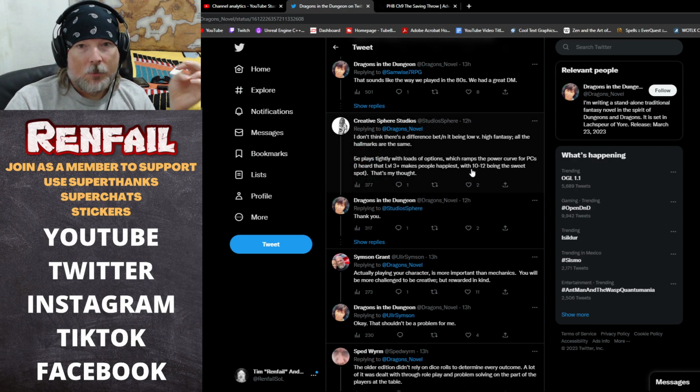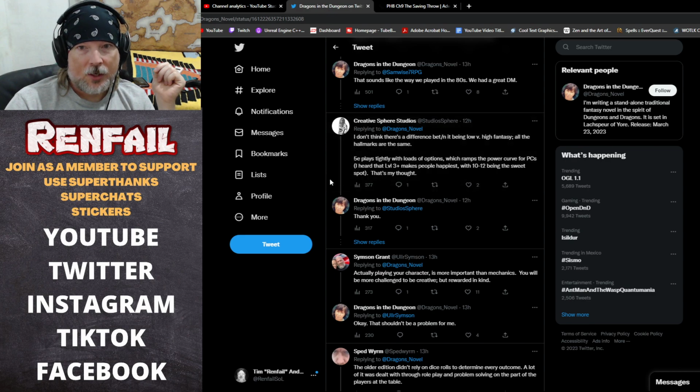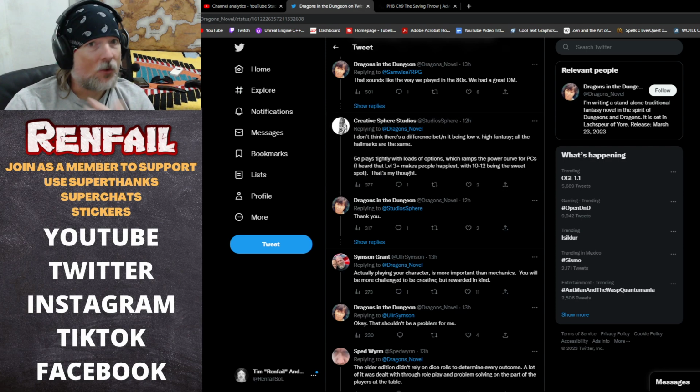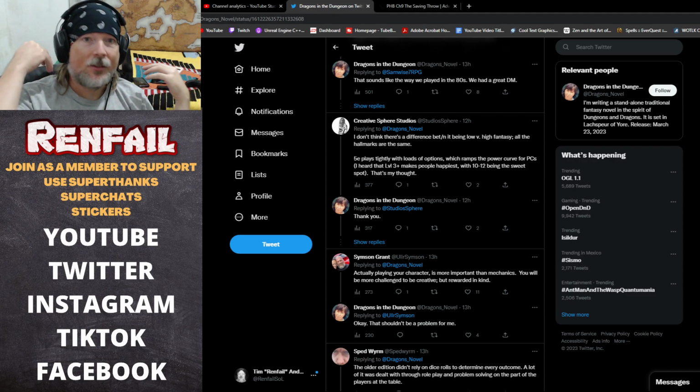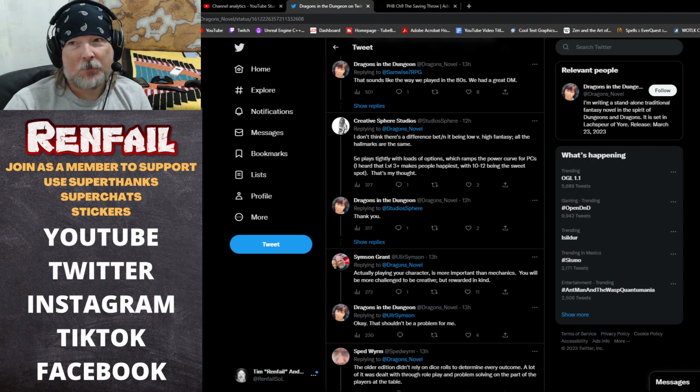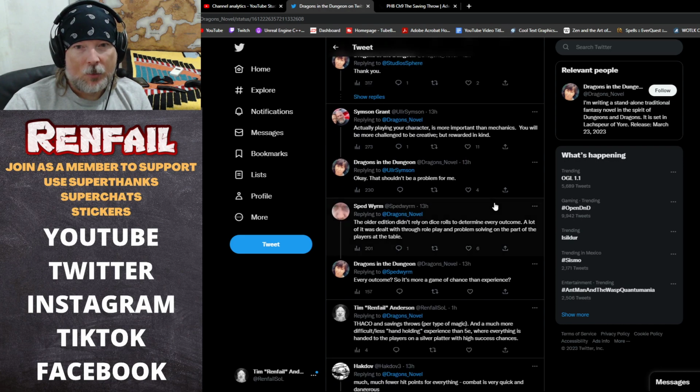5th edition plays tightly with loads of options, which ramps the power curve for player characters, whereas AD&D makes things much more difficult, and you're not front loaded with all sorts of abilities and solutions. There was a lot of figuring out as you went along, coming up with creative solutions, whereas in 5th edition they've got tons of rules that allow you to just roll your way out of situations with less role play. I feel like that's perhaps a fair way to look at it.